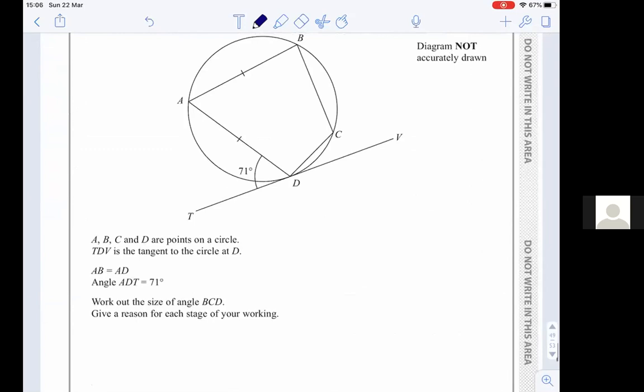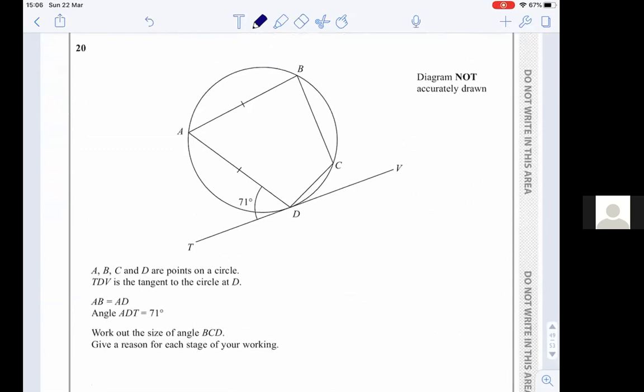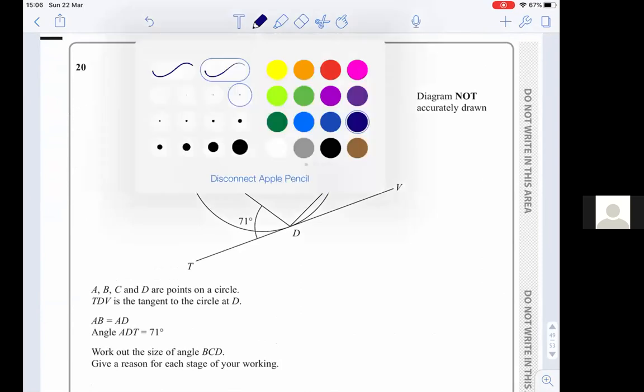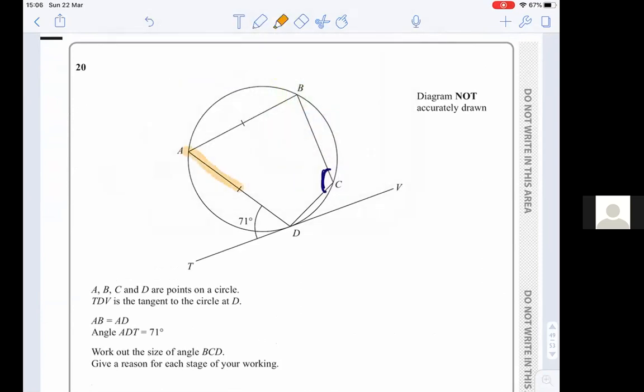Right, circle theorems. This question was not answered well. We need to work out the size of BCD. BCD is this angle here. Now, we have an angle of 71. I can use the alternate segment theorem here, but I need a triangle. So I need to create a triangle out of this length. So let's create a triangle over here.